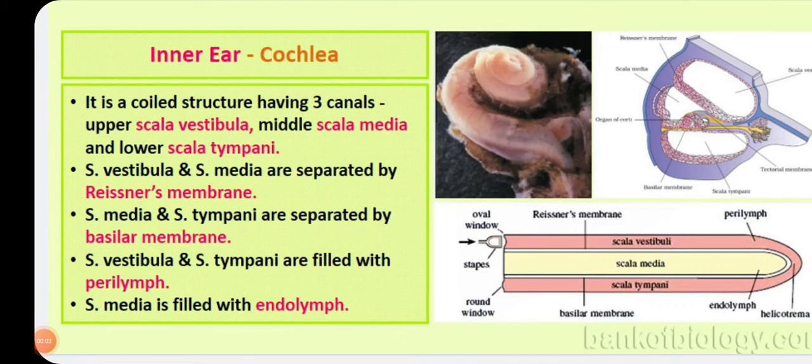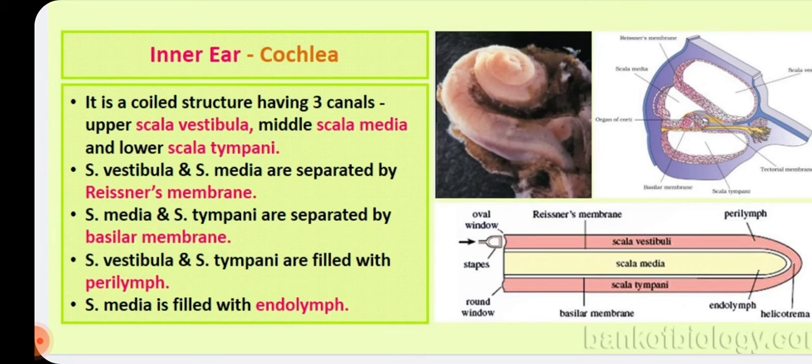The inner ear consists of the labyrinth, where the labyrinth consists of two parts called the bony and the membranous labyrinth. The bony labyrinth consists of a series of channels inside. Inside these channels there is the membranous labyrinth, which is surrounded by a fluid, and that fluid is called the perilymph. So what is the fluid surrounding the membranous labyrinth? That is called the perilymph.